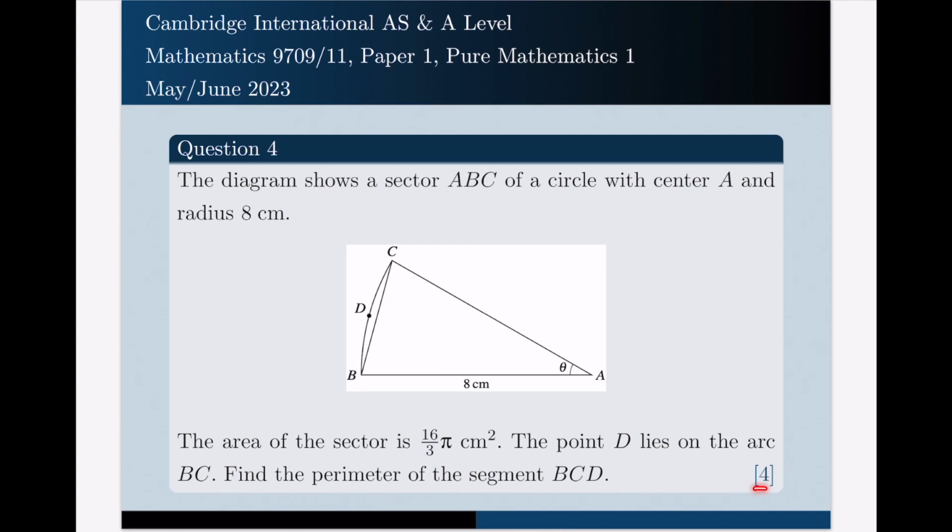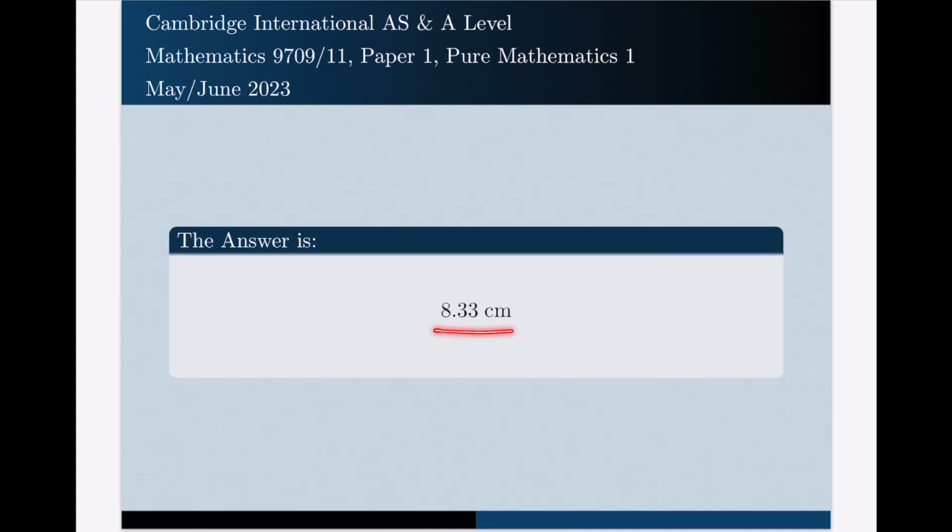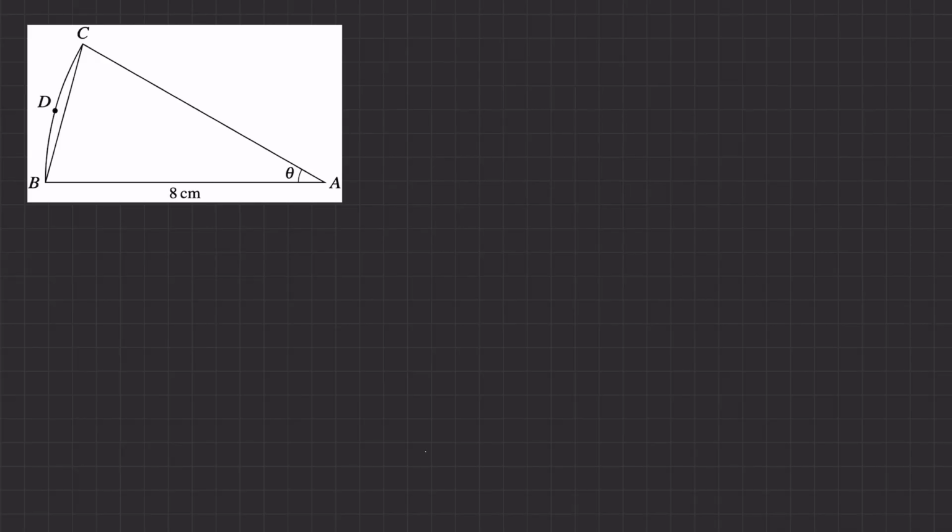This question, if done correctly, will bring you 4 points. In the instructions of this exam, it is mentioned that you are supposed to calculate numbers up to 2 decimal points. It would be a good idea to pause the video at this point and try to solve the problem yourself first. If you do your calculations correctly, the answer that you will get is 8.33 centimeters.